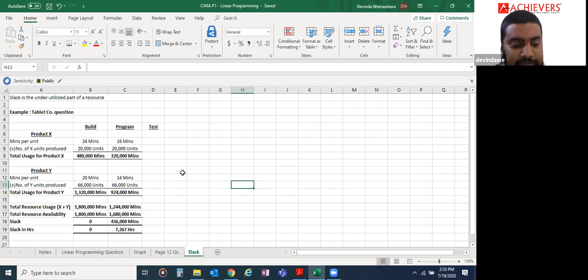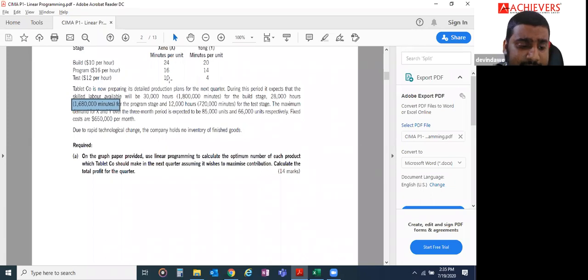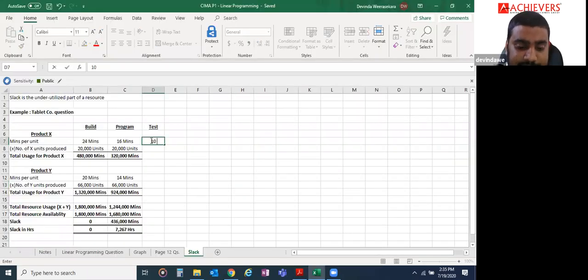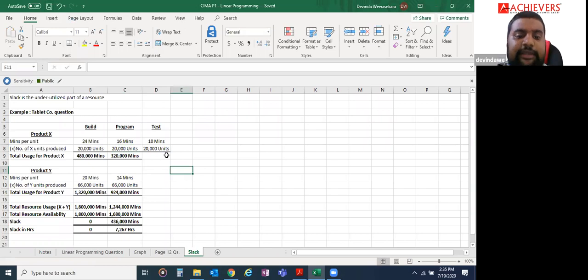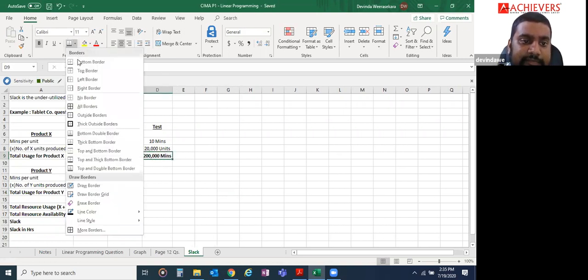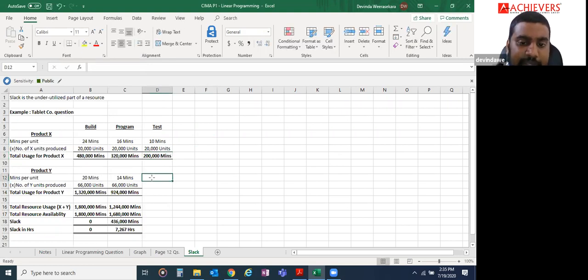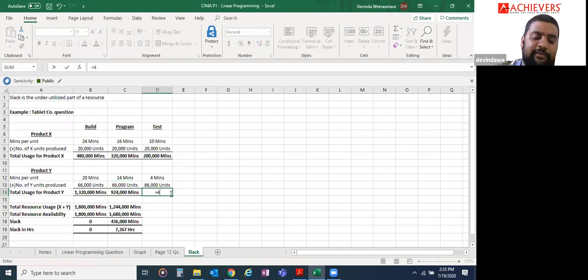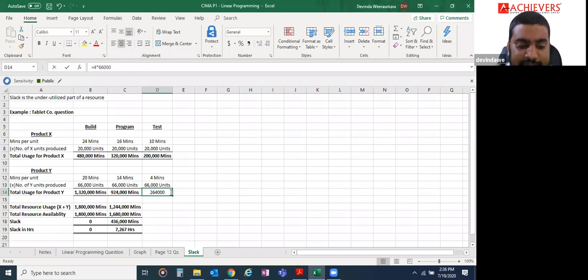Then let's take test. To produce 1 unit of X, how many test minutes do we need? 10 minutes. And we are going to produce 20,000 units of product X. So for 1 unit, if it's 10 minutes, for 20,000 units, I need 200,000 minutes. So I need 200,000 minutes for product X. Then product Y. To make 1 unit of Y, I need 4 minutes of test. And I'm going to make 66,000 units. So for 1 unit, if I need 4 minutes, for 66,000, I need 264,000 minutes, right?